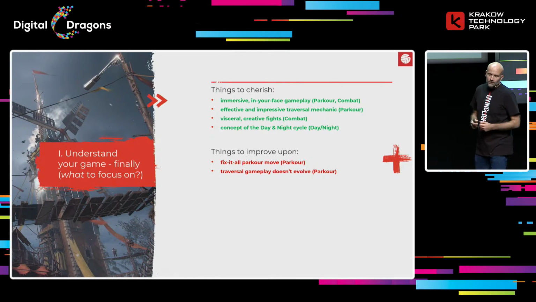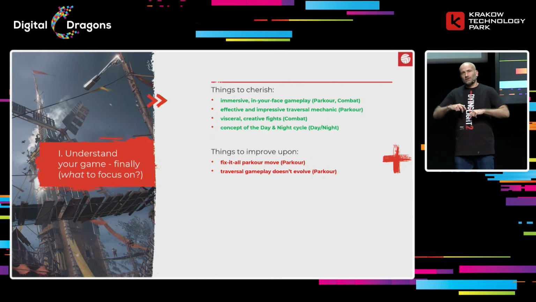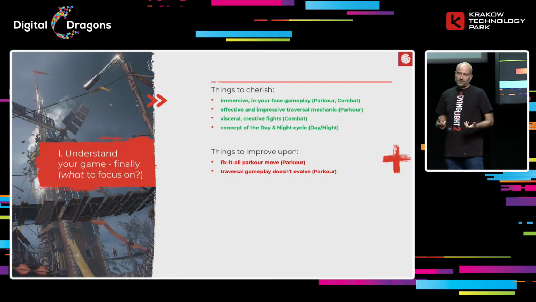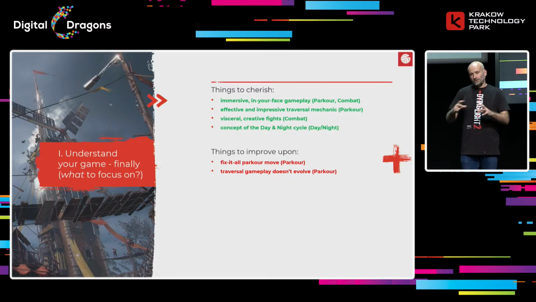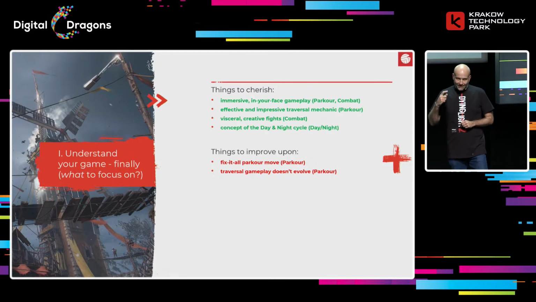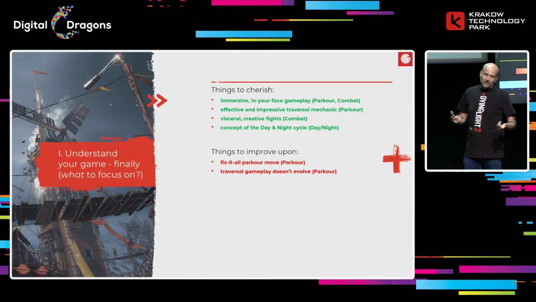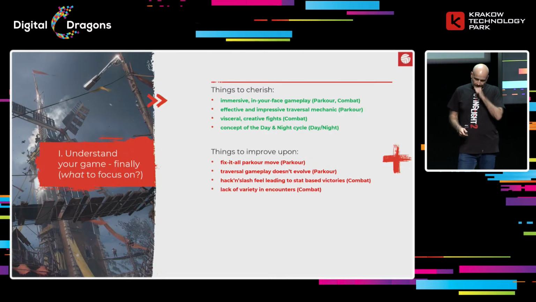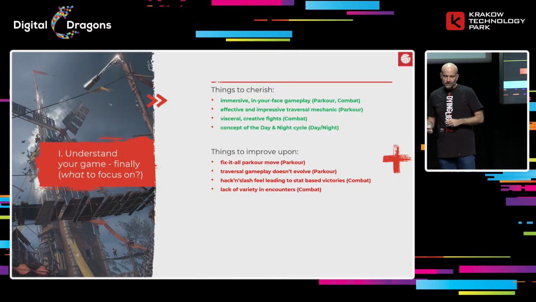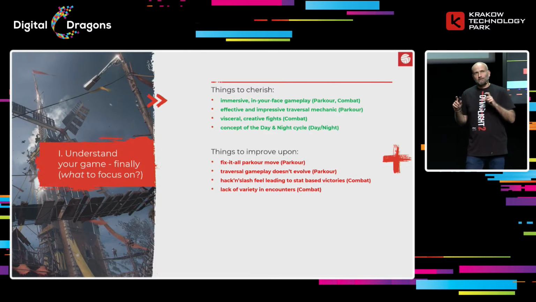So for Parkour, it was the fact that you could overcome any obstacle in the game just by pressing the same button. It was the jump button, the Parkour button on the controller, it's RB. And every Parkour action that you performed in Dying Light 1 was basically made with this one button. Another thing that people didn't really like is that the Parkour didn't evolve over the course of the game.